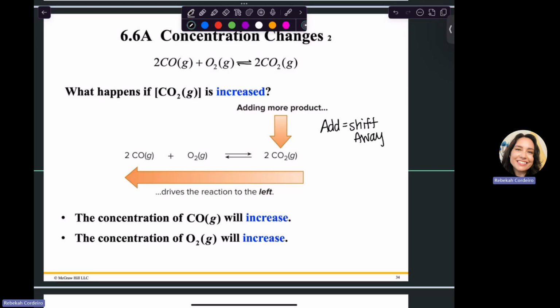So if we add reactant, we shift away from the reactant. If we add products, we shift away from the products. If we shift away from the products, that means that these are going to increase because we're moving toward the left. We're going to make more O2, we're going to make more CO, and we're going to use up that extra CO2 that was given.